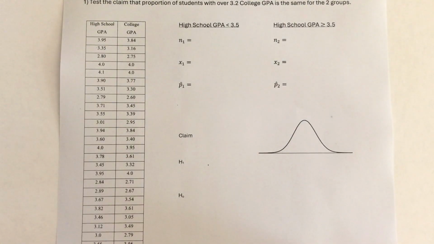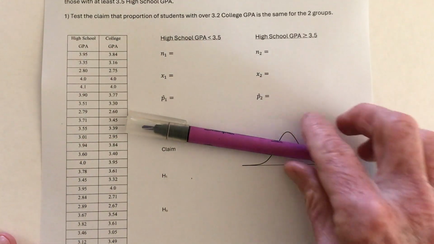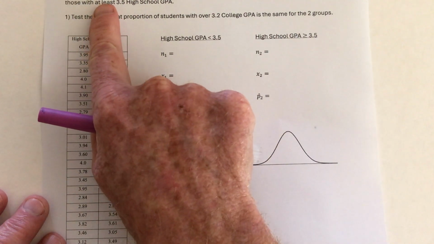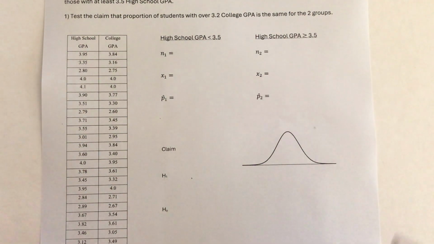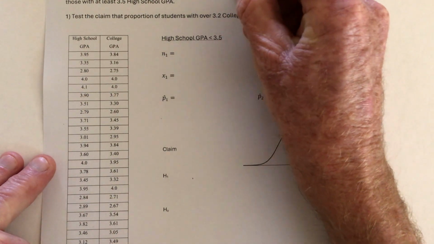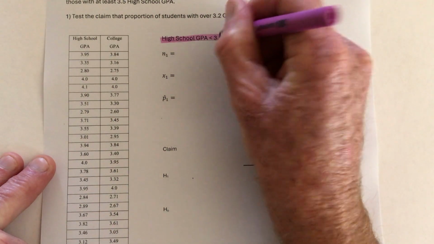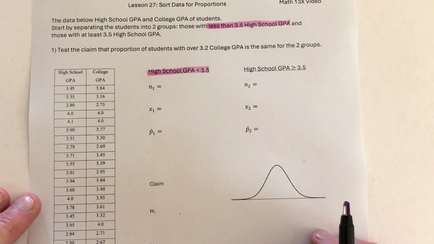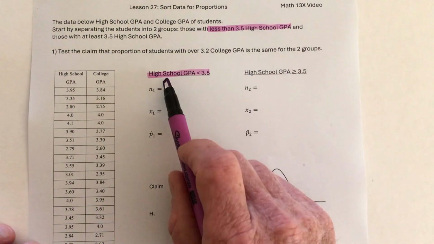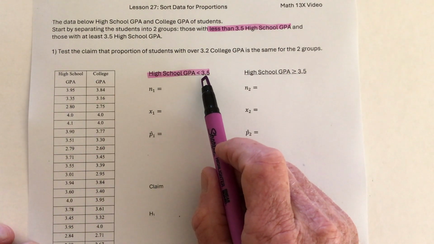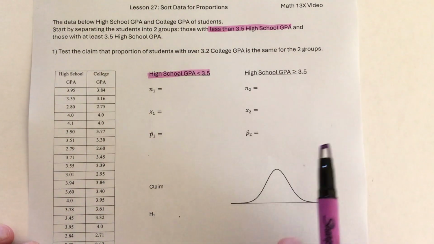So the first thing to do is separate the data. So get my trusty highlighter out and start by separating them into two groups, those with less than a 3.5 in high school. So these people are going to be purple. For those that have high school GPA less than 3.5, they're going to be purple. And I'm not even reading the rest of the question right now. I just need to know who's going to be purple.